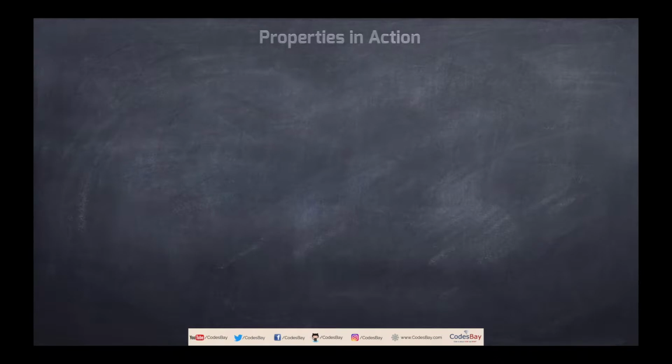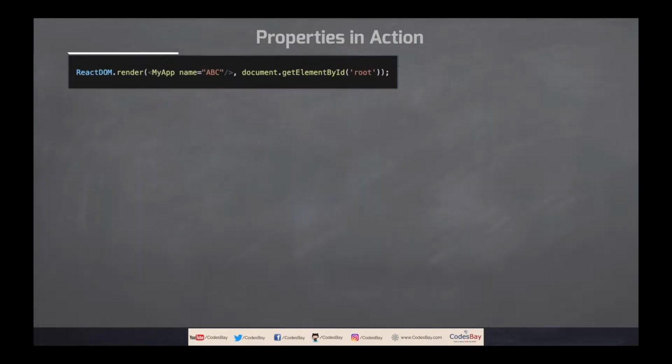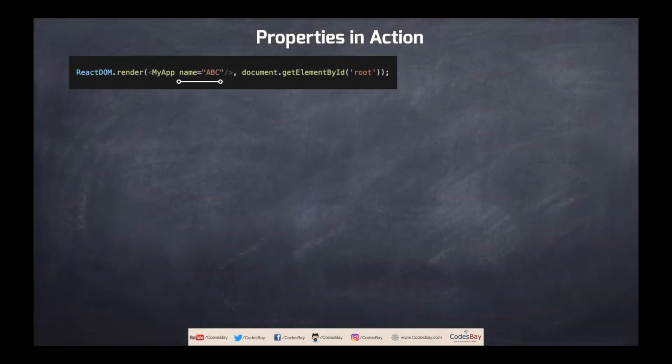Now let's see properties in action. Here is my React DOM.render function in which I am using a component called myApp and I am providing a property called name with a value called ABC. This is the name value pair I create to provide a property in component. If you consider from JavaScript perspective, a property can be represented as a JavaScript object similar to what is being depicted over here right now.